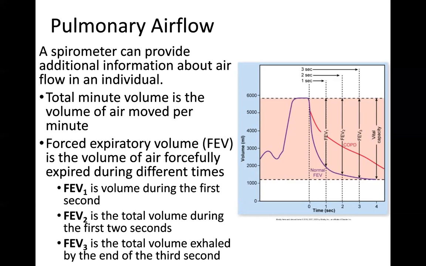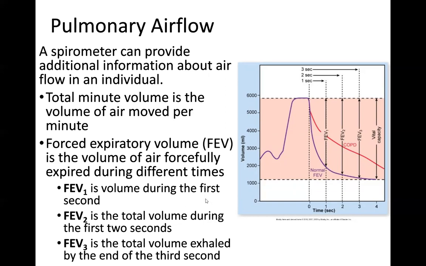So spirometers can be used to do other things aside from measuring those 4 different volumes. They can also be used to calculate your total minute volume, which is the volume of air moved per minute, which is really not super helpful. That's kind of like cardiac output, except instead of the amount of blood you're pumping in a minute, it's the amount of air that you're breathing.